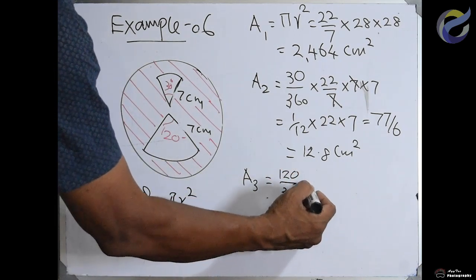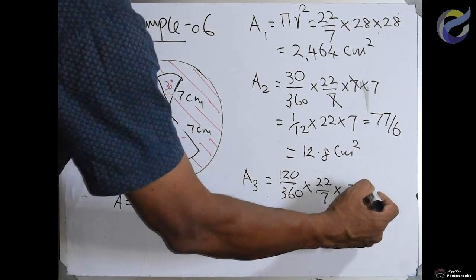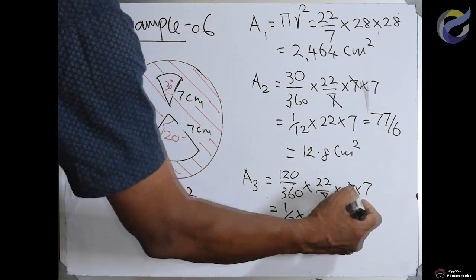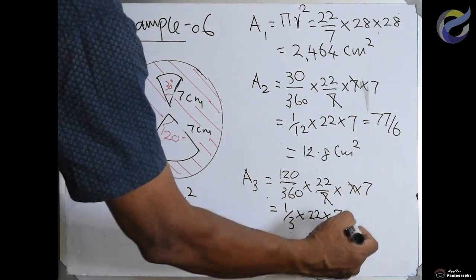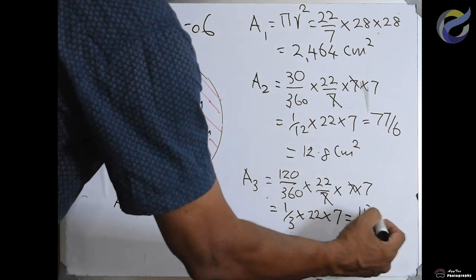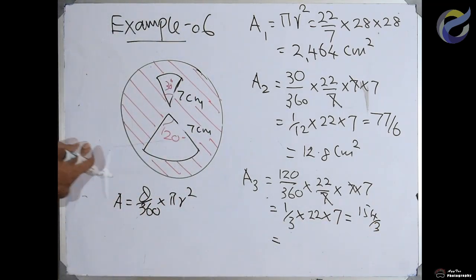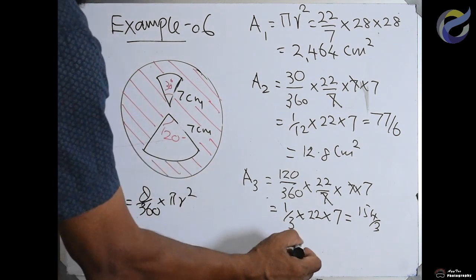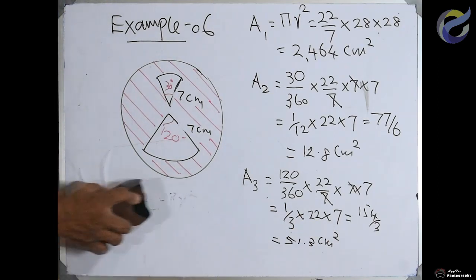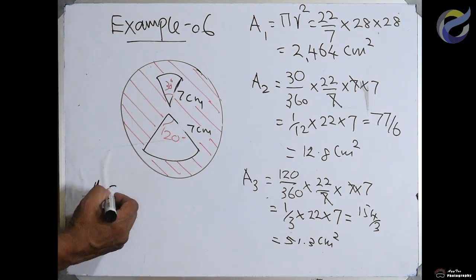Now similarly A3, that means the area of the larger sector, same method but the theta is different. Again r is 7 into 7. So this is 1 upon 3 into 22 into 7, these two we can simplify. If you simplify this one, 154 upon 3, we are getting 51.3 centimeter square.